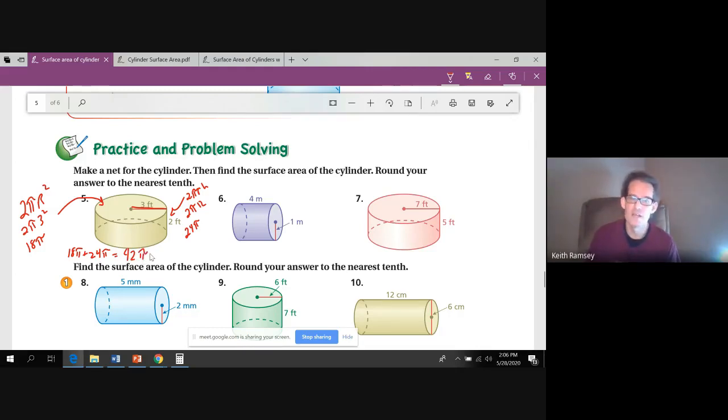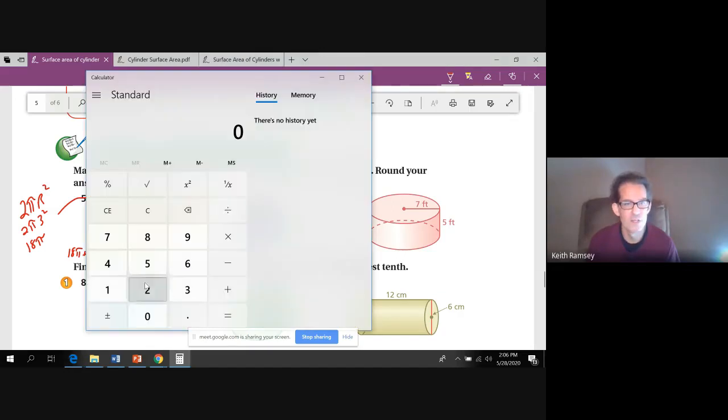And then your last step is to finally multiply it by 3.14. So let's find out what that is. So I have 42 times 3.14, and that's going to equal 131.88.